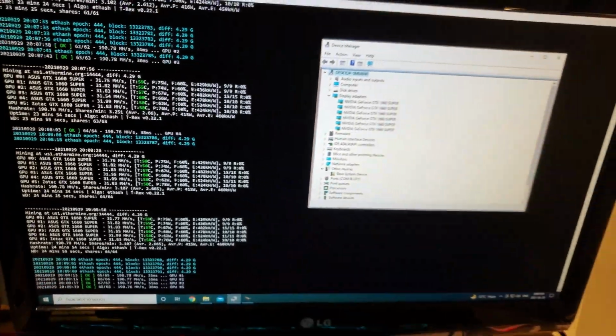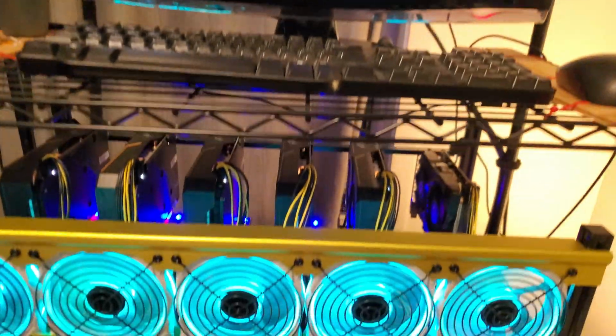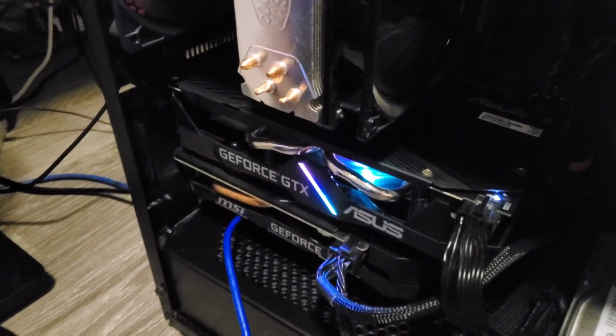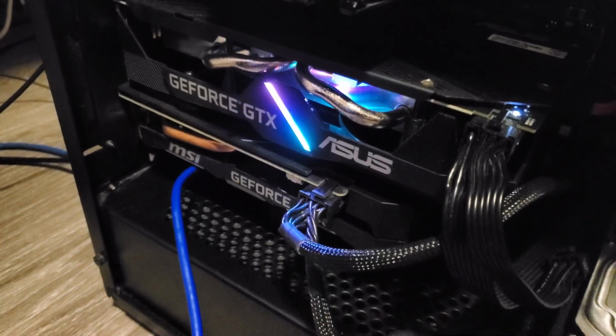So the next step is going to be getting a 7th GPU on here. And I think the first to go is going to be one of the two 1660 Supers in here. So let's get to it, guys.